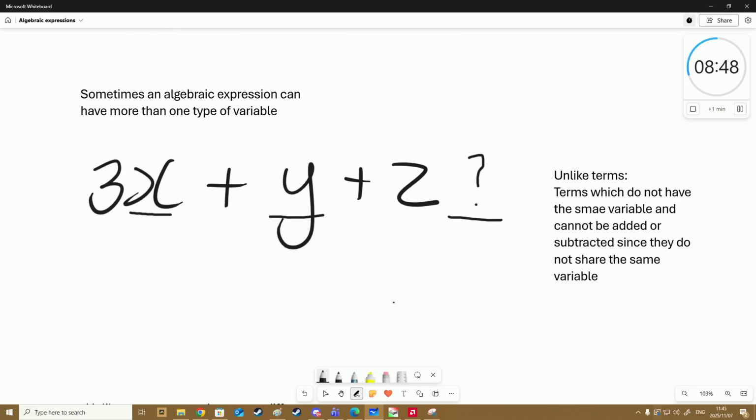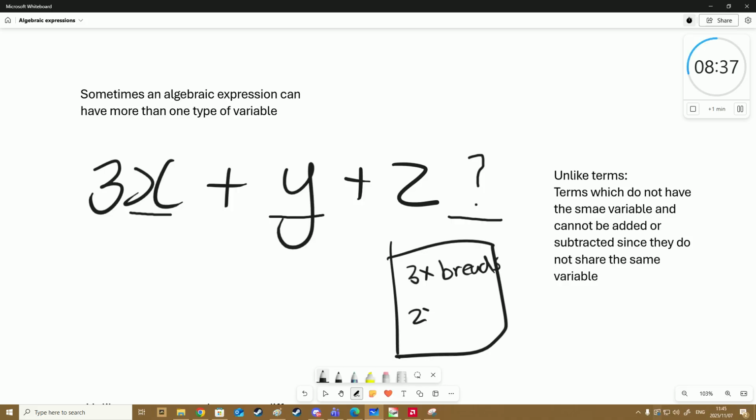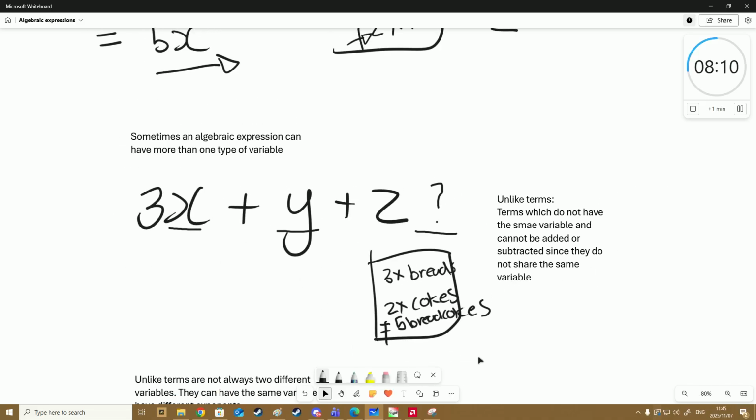Again, we're going to use the shopping list analogy. If I say we need 3 breads and 2 cokes, which let's say are the y's, and breads are the x's, we can say we need 5 bread cokes. That is nonsensical. Nobody knows what a bread coke is because it doesn't exist. In the same breath, we can't say that 3x plus a y plus 2 gives us 6 xy's. So these are unlike terms and they cannot be added together.